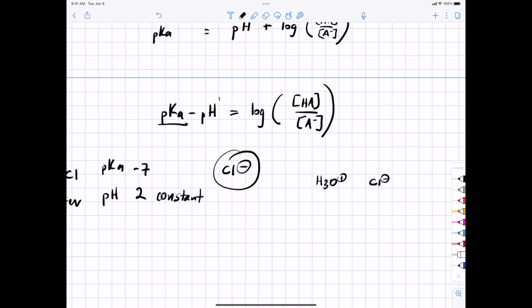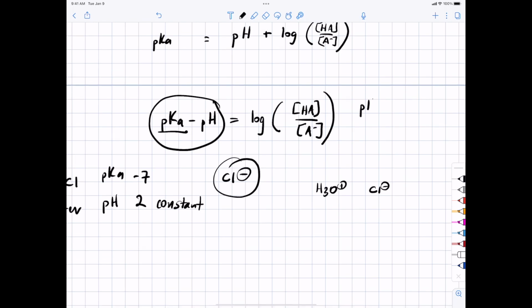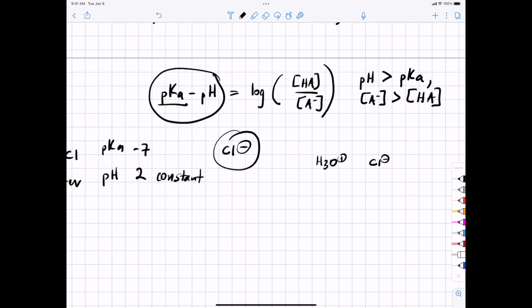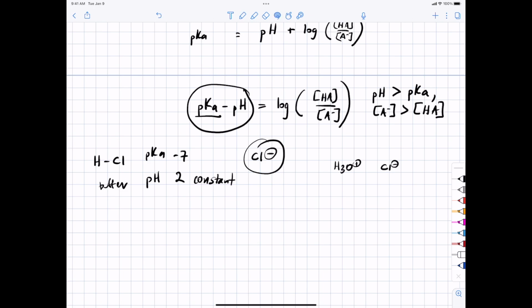In any case, I have to look at this equation to say the right words, okay? So, if this number is negative, this number must be greater than that number. In other words, if pH is greater than pKa, then concentration of conjugate base must be greater than concentration of the acid. Can we take a minute and verify that that's true?